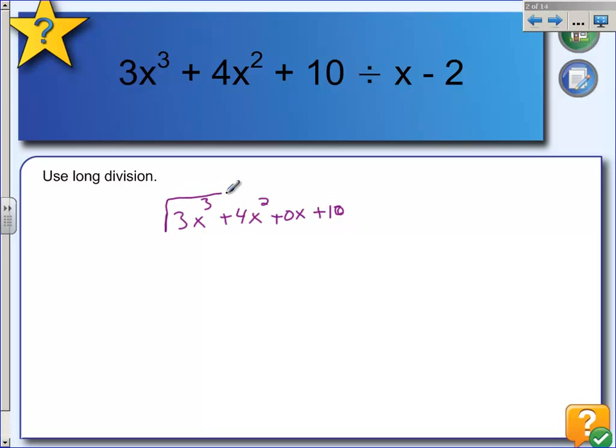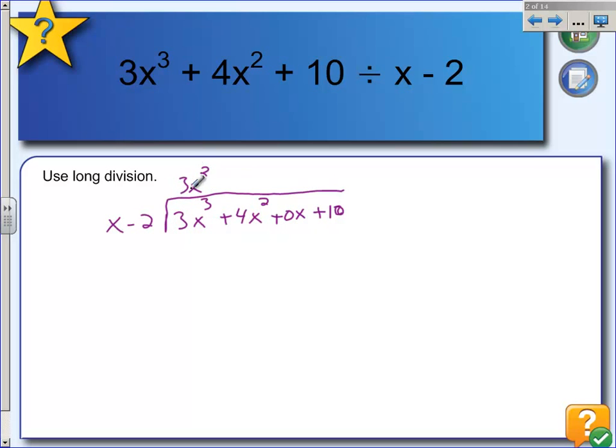Then we do the little house here. And then outside, we're going to put x minus 2. So there's our division setup. Okay, so then you ask yourself, I wonder what I can multiply times x to get to 3x cubed. So that missing factor would be 3x squared. Now don't worry about the minus 2. That's just going to come along for the ride.